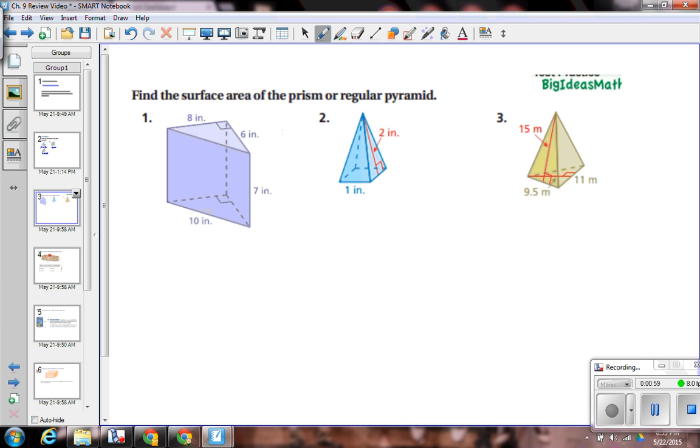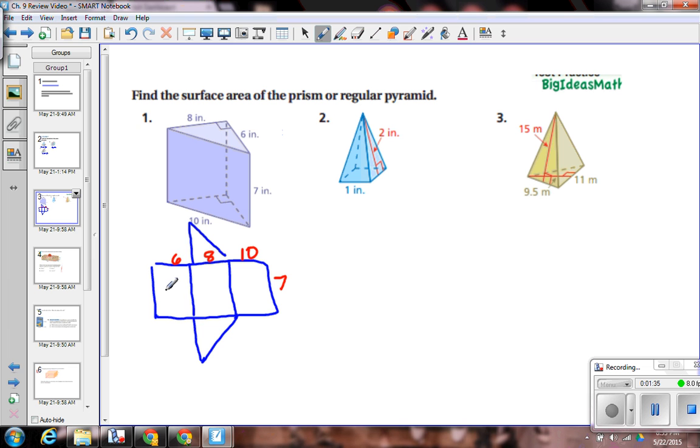Okay, let's find the surface area of the prisms and pyramids. So for the triangular prism, what I like to do is draw a net, a very sloppy net. Okay, I'm going to label the three sides of my triangle along the three rectangles. So we have a 6, an 8, and a 10, and it doesn't matter the order. And then our height is the connection between the two triangles, so that would be 7.